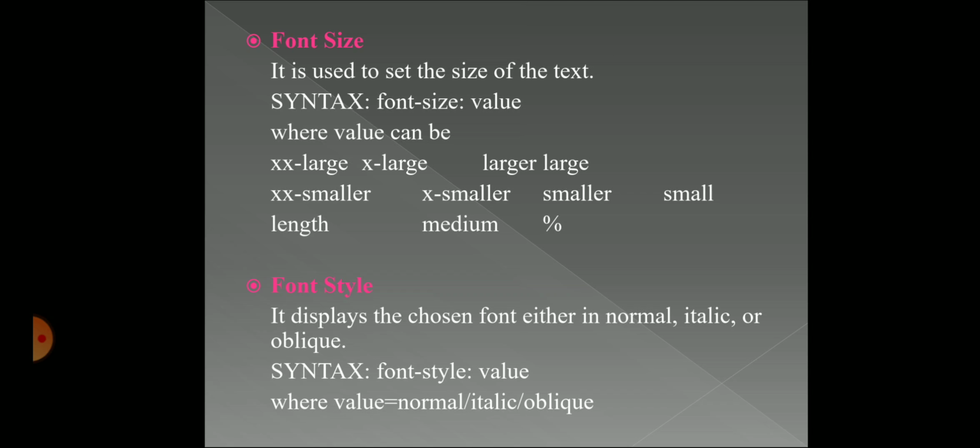Next property is font style. Font style displays the chosen font either in normal, italic, or oblique. The syntax is font style value, where value can be normal, means the text will appear as normal. Italic means it will be slanting, and also the style will be provided to the text. And oblique means it is similar to italic, but the difference is that oblique is slanting towards right, same as italic. But in this we are not providing any style, means the text will be simple one.